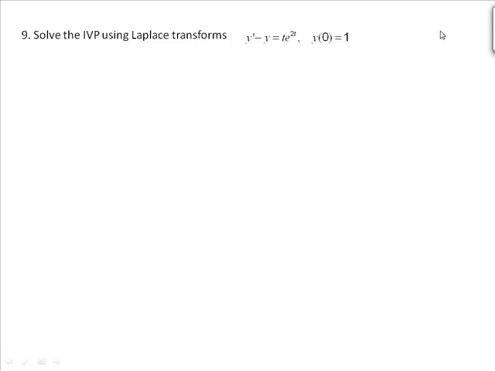Okay, so question 9. We're going to solve this initial value problem by using Laplace transforms. I have y prime minus y is equal to t times e to the 2t, and y of 0 is equal to 1. So you want to start by applying the Laplace transform to each term.